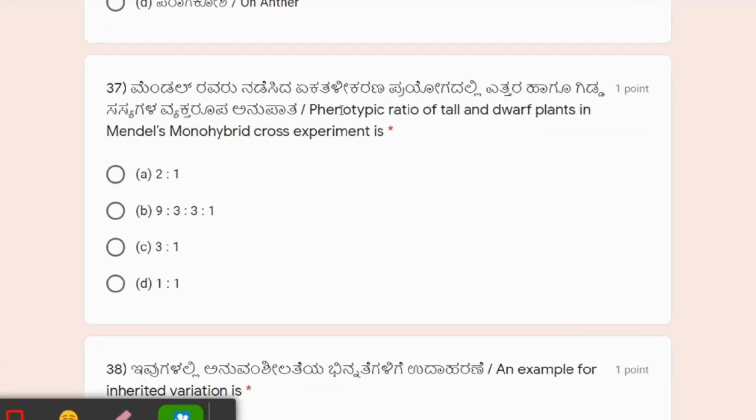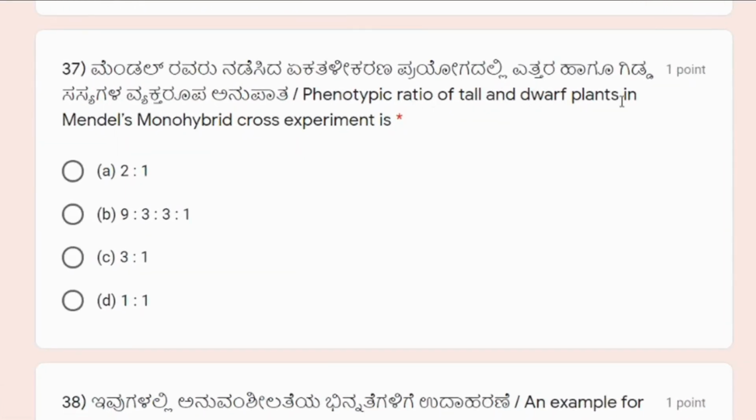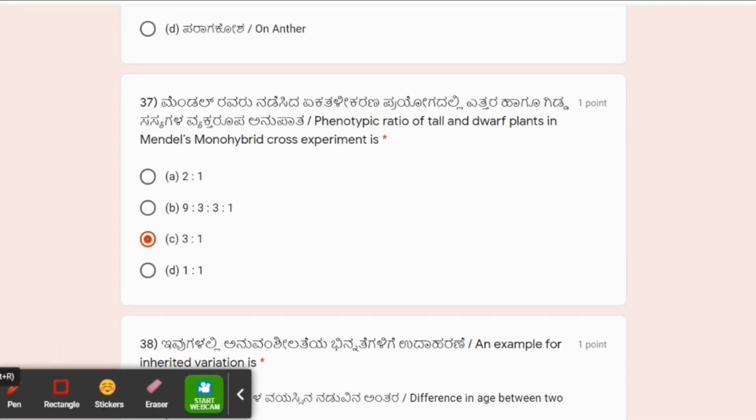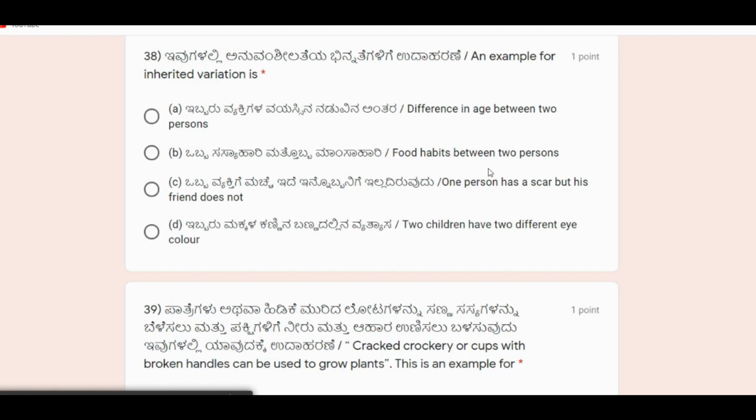37th question. Phenotypic ratio of tall and dwarf plants in Mendel's monohybrid cross experiment is 2 is to 1, 9 is to 3 is to 3 is to 1, 3 is to 1, 1 is to 1. Correct option for 37th question is C, 3 is to 1. Next, the options: age between two persons, food habits between two persons, one person has a scar but his friend does not, D two children have two different eye colors. So correct option for 38th question is D, two children have two different eye colors.